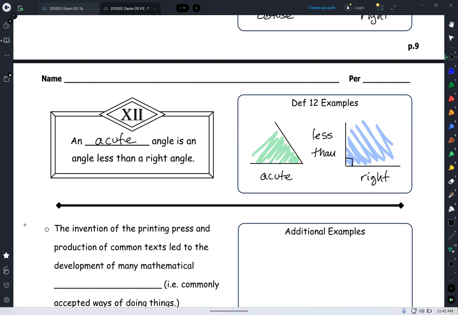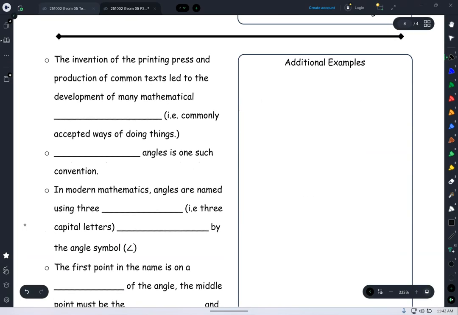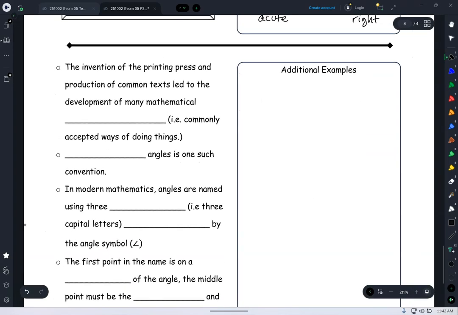And now on to our last section. We're almost done here. Okay, now, we've talked a lot about the history of mathematics, and one of the biggest things that happened in history was the invention of the printing press.